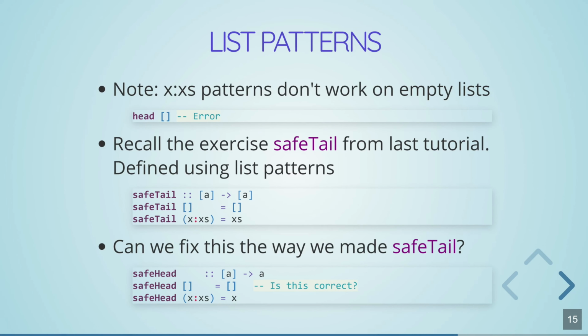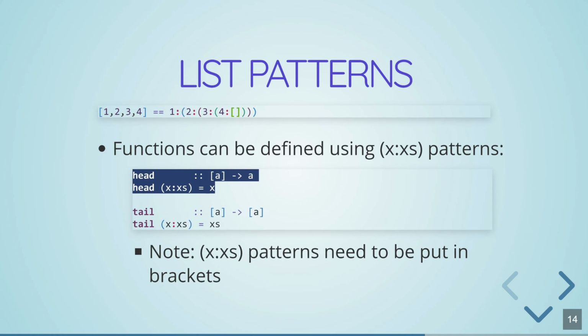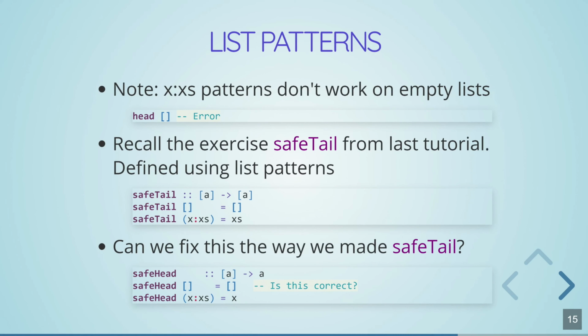Now, you need to note that x colon x's doesn't pattern match to the empty list. So generally, whenever we write a function that pattern matches, you should basically never write functions that just pattern match on x colon x's. Whenever you're pattern matching on a list, you should always pattern match on at least x colon x's and the empty list. So these are the two scenarios.